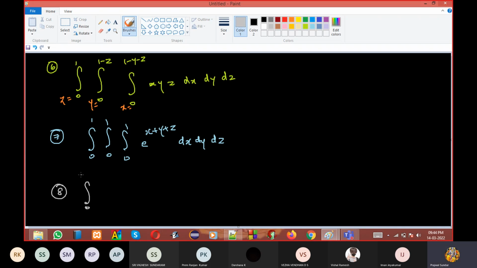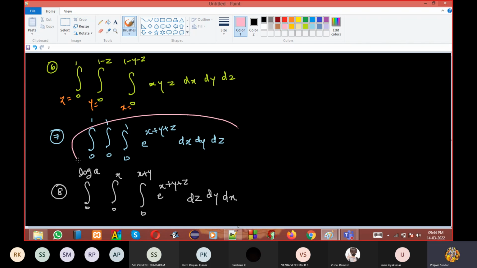8th question will be integral 0 to log a, integral 0 to x, integral 0 to x plus y, e power x plus y plus z, dz, dy, dx. Tell me how to do this question. Separate into different integrals. Very good. Writing e power x plus y plus z as e^x into e^y into e^z. That's it.